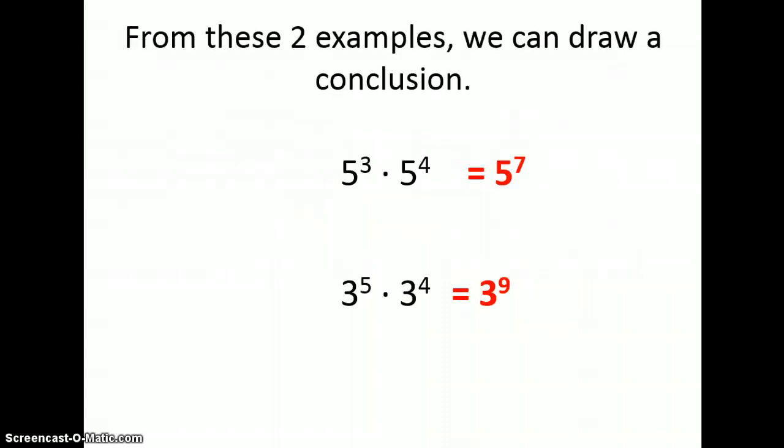So from these two examples, we can draw a conclusion. In the summary section of your WSQ, explain how we simplify monomials when we are multiplying them if they have the same base. Pause the video and write your rule in the summary portion. Then hit play.